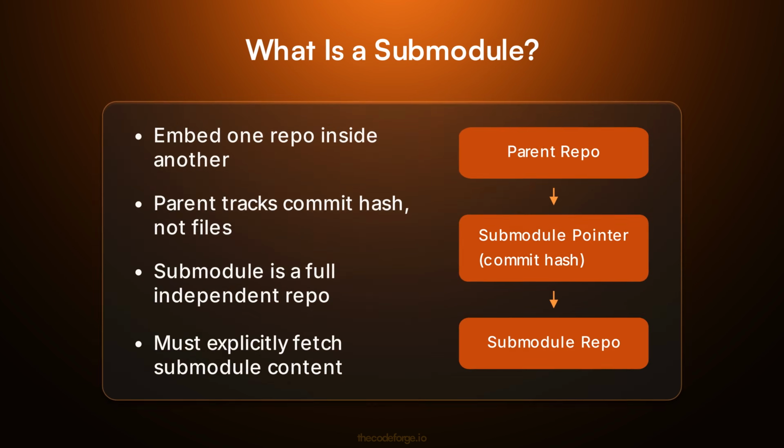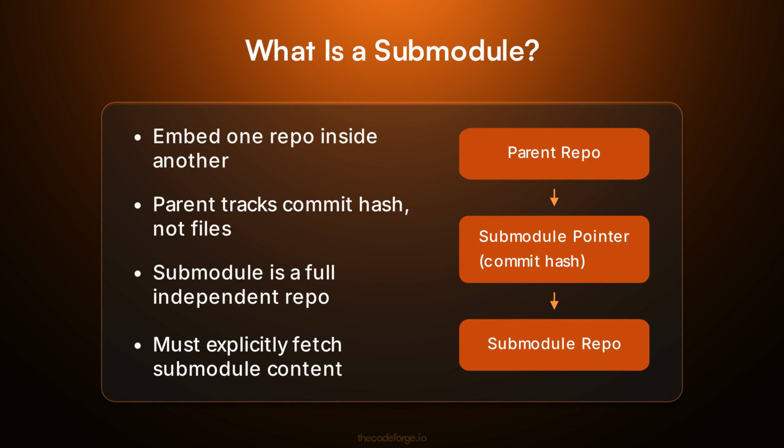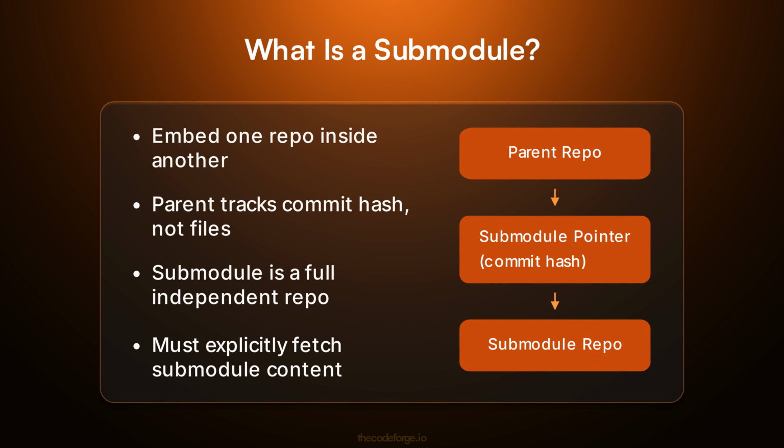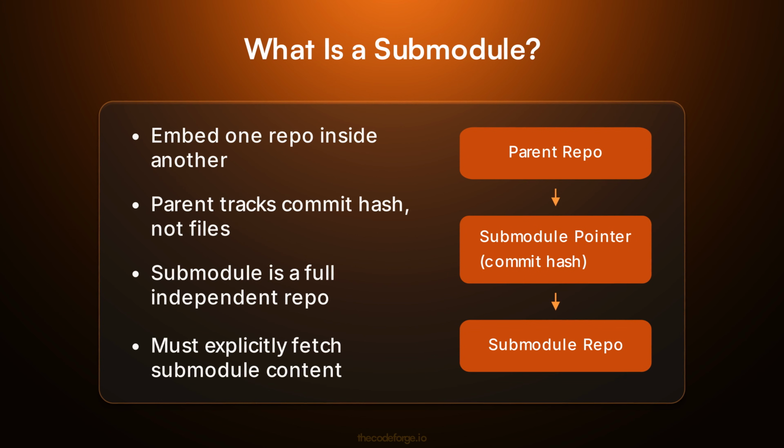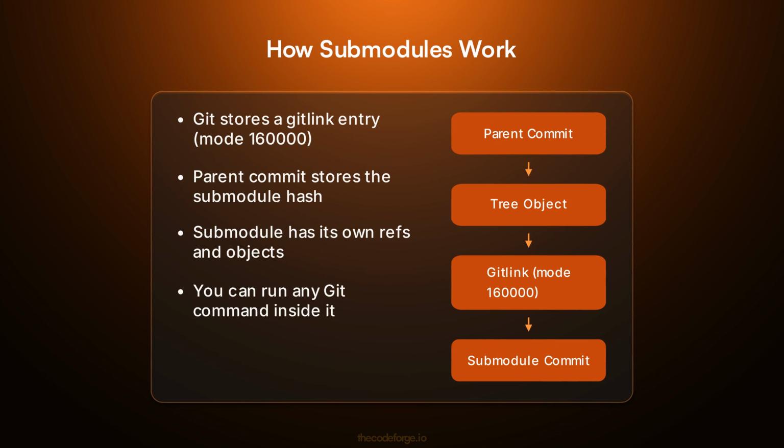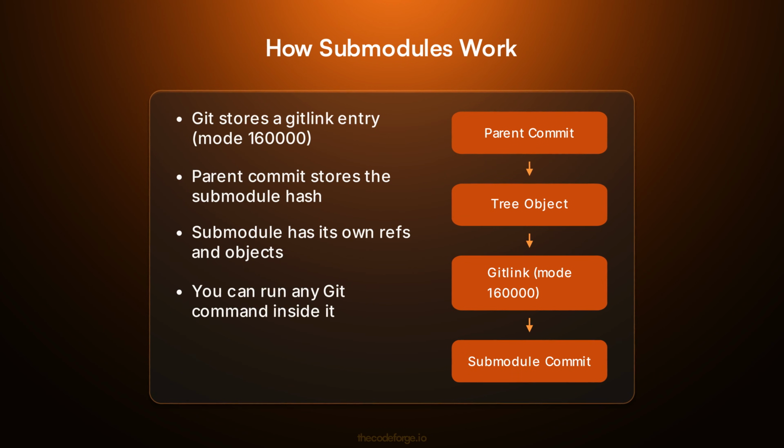failure. A submodule is just a commit pointer stored in the parent repo. When you add a submodule, Git creates a file called .gitmodules that maps the submodule's path to its remote URL. It also creates a special entry in the parent's index, a gitlink entry that records the submodule's current commit hash. When you commit, that hash is stored in the parent's commit object.